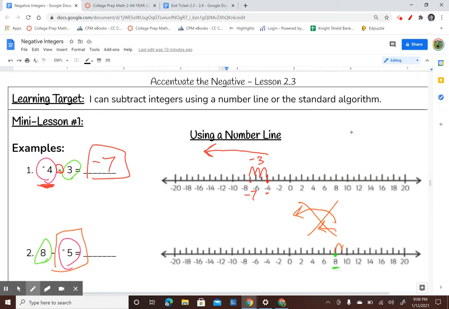So when we're subtracting a negative, we're going to hop 5 places in the positive direction, putting us right here at +13. This is when we subtract a negative number. We move in the positive direction. So we have +13 as an answer here, and we'll do one more problem together.